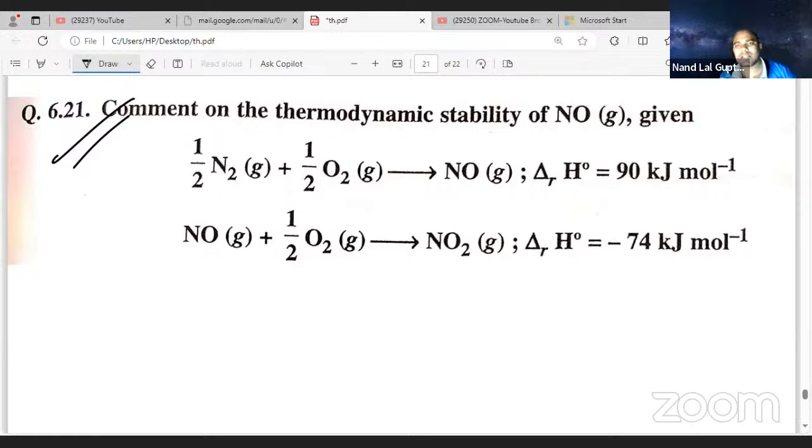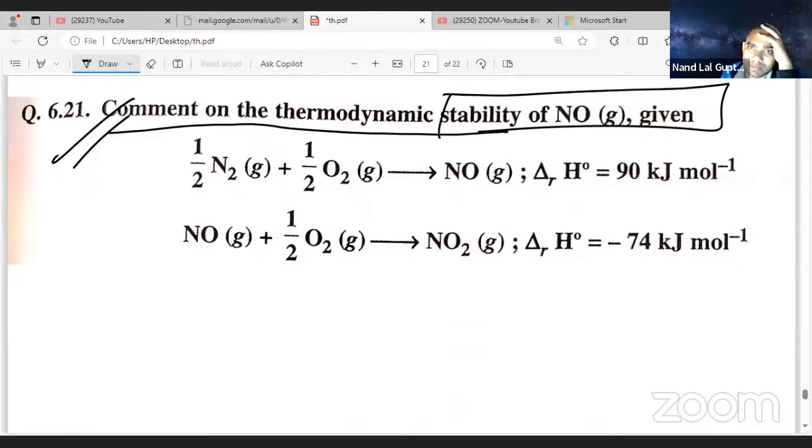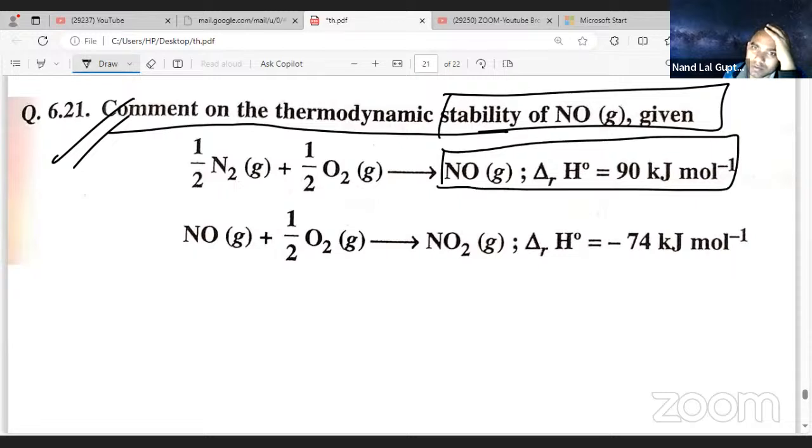Here you see the question number 6.21. See, what is there here? Comment on the thermodynamic stability. Okay. Along with the product, heat absorbed. Positive is there, na? Heat absorbed means what? More energy. Product is having more energy, which means the product already has energy. So more energy means unstable, less stable.